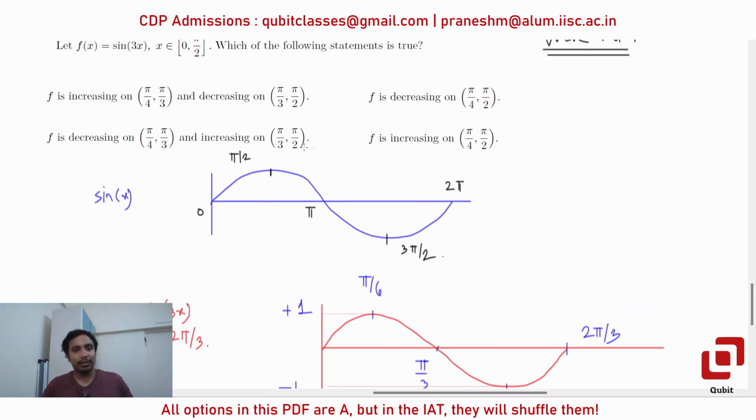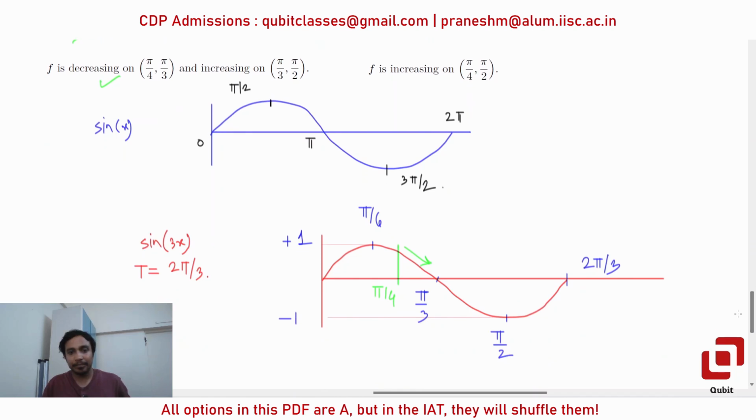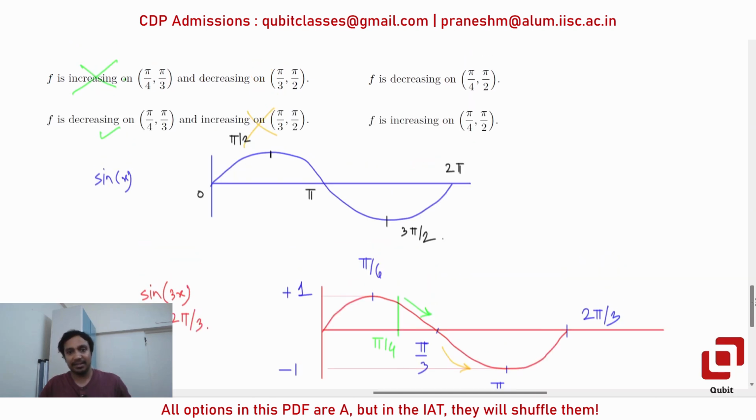f of x is increasing on pi by 4 to pi by 3. Now pi by 4 is 45 degrees. Pi by 4 is somewhere here. Is it increasing? No, it's decreasing, so this option is gone. Let's come to this now. F is decreasing on pi by 4 to pi by 3. Yes, it is true. This part is true. And increasing on pi by 3 to pi by 2. Now, what is happening to the graph between pi by 3 and pi by 2? It continues to decrease. So is this option right? It's not right, because it is decreasing there.